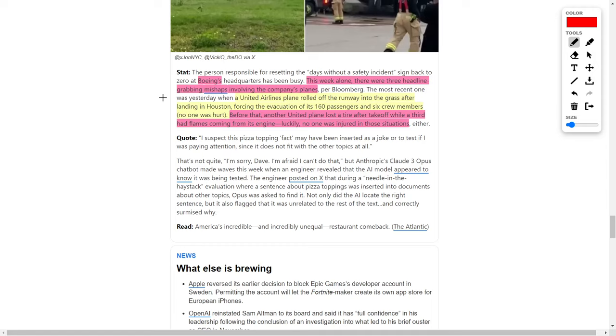This week alone, there were three headlines that caused Boeing's share price to drop even lower, and here they are. United Airlines was using Boeing's aircraft, except the Boeing aircraft actually ran off course into the grass, and this forced the evacuation of 160 passengers and 6 crew members, in which one of them was hurt. But before that, there was another Boeing plane, also at United Airlines, which lost a tire shortly after takeoff. And then lastly, there was a third Boeing aircraft, which had flames coming from its engine. However, luckily, no one was hurt in these situations.